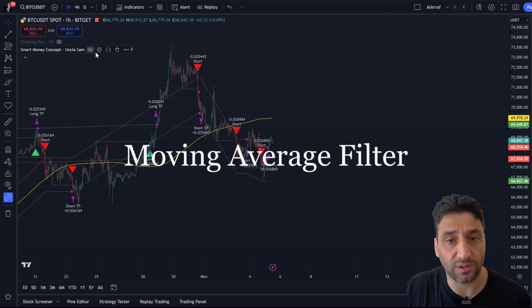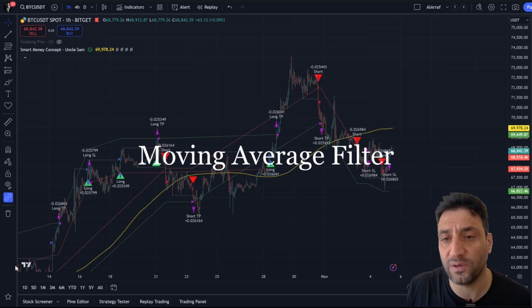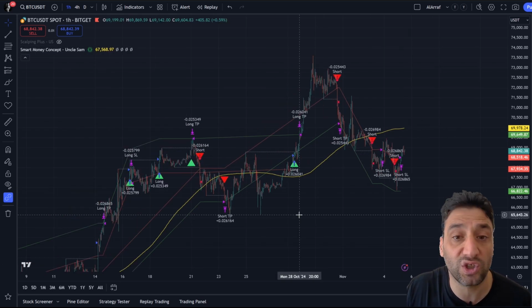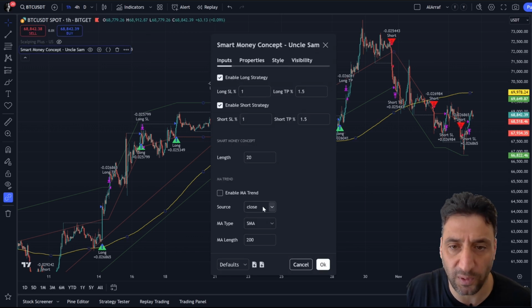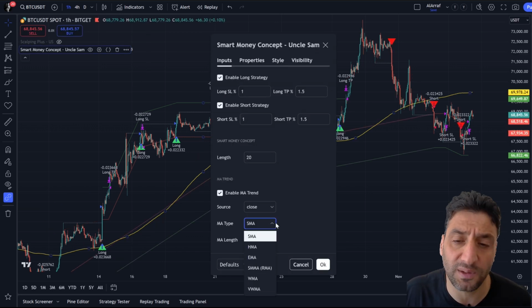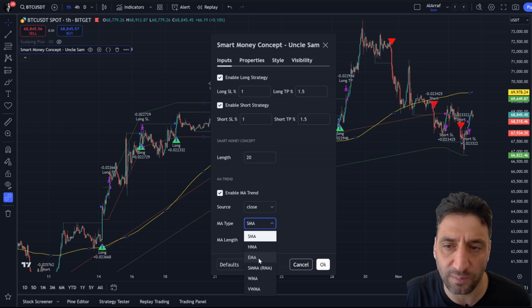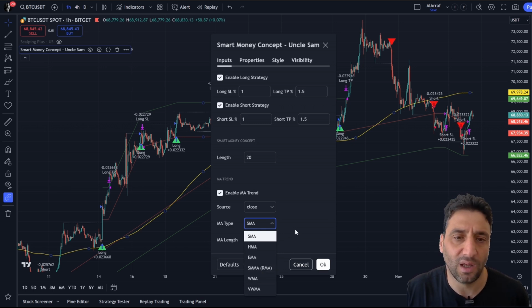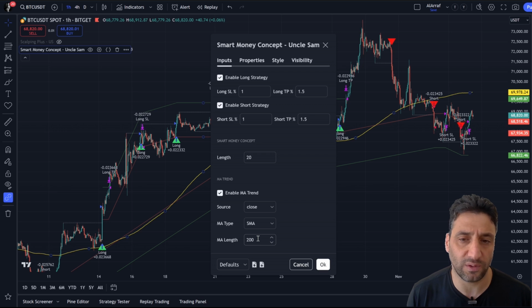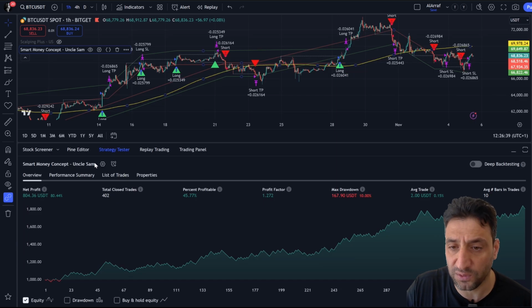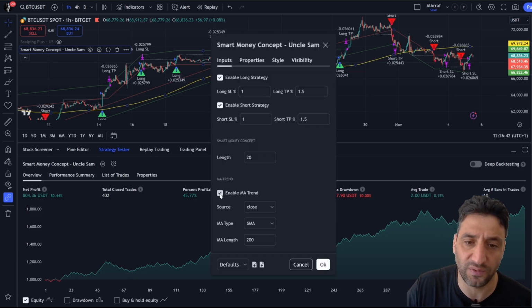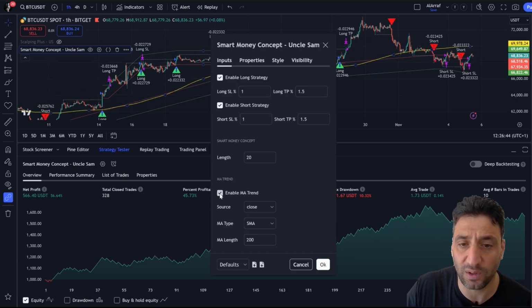Third, moving average filter. The strategy includes an optional trend filter using moving averages, which can be customized as well. MA source default is set to the closing price. MA type, you can choose from several types, including SMA, EMA, HMA, VWMA, with SMA as the default. MA length set at 200 by default, which is common for identifying long-term trends. With these filters and conditions, the strategy aims to capture entries only when the trend direction aligns with our filters, adding precision to our signals.